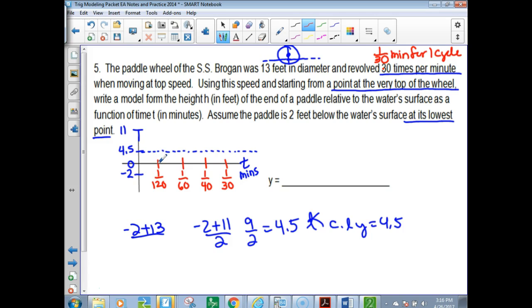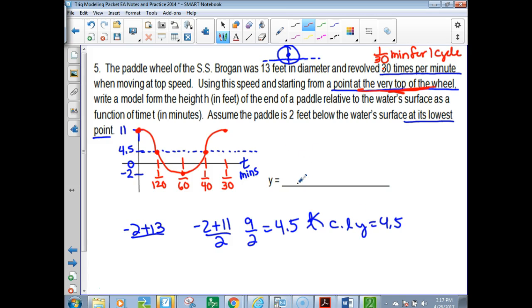Now, we want to start where? Oh, it said it started at the top. So this isn't a sine, it's a cosine. All right, so let's keep graphing it. Go to your midline, center line, back and up. All right, so I'm sketching it. Do we have a question? All right, here we go.